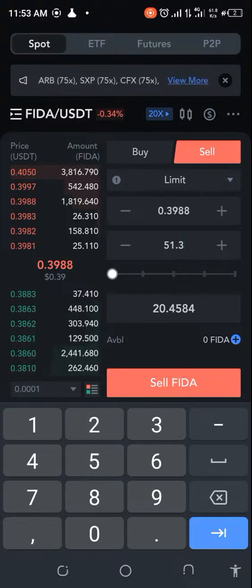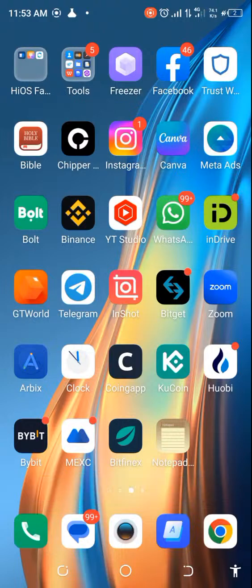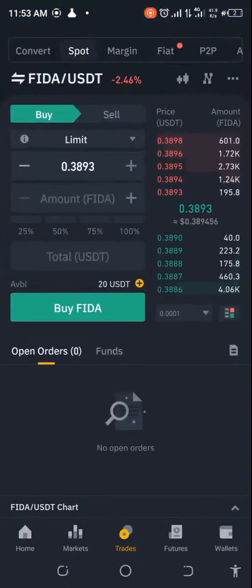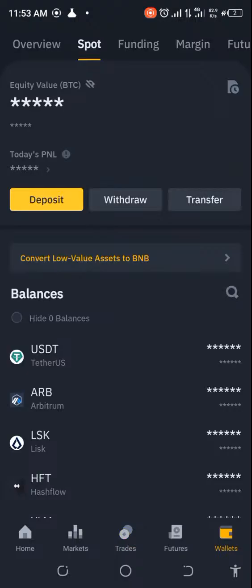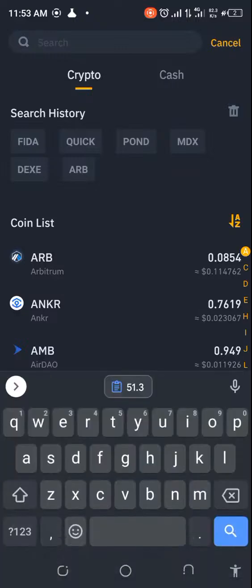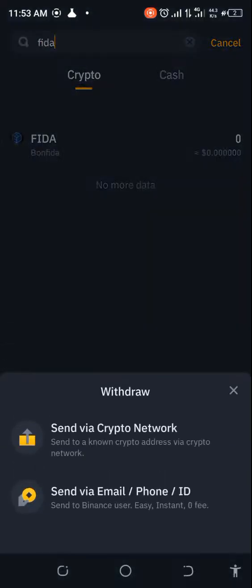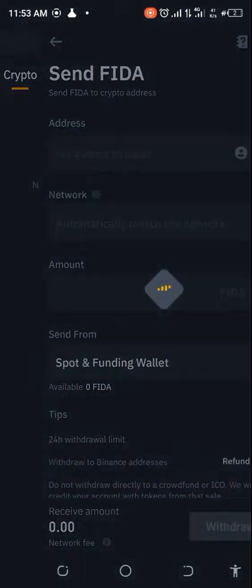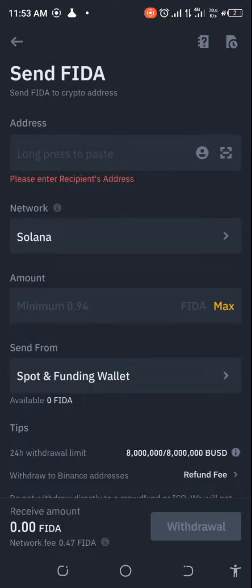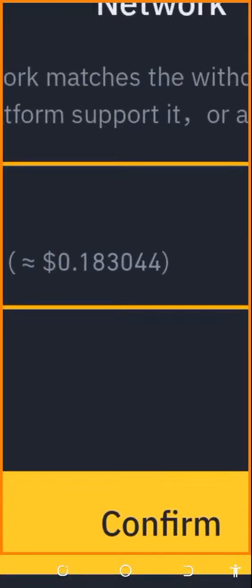So now we need to go check in Binance to know what exactly is the transfer fee to get this over to MEXC. So let's go ahead and just quickly check this. All right, so then we'll just go ahead and click on withdraw, and then we can just check for this FIDA, which is Bonfida. Then we'll click on that and click on okay. So it's Solana network. Okay, but how much does it cost? It costs us 18 cents.